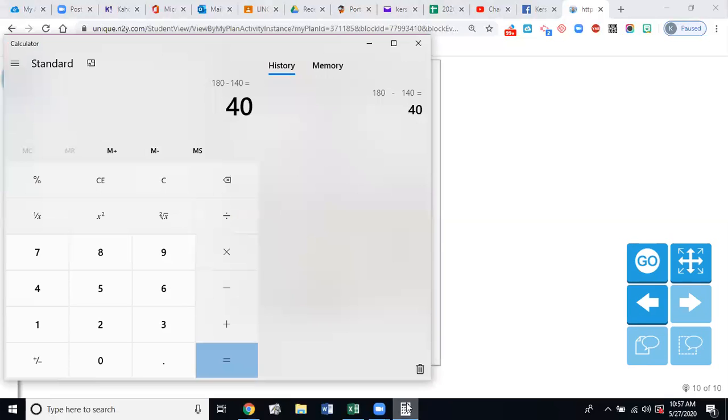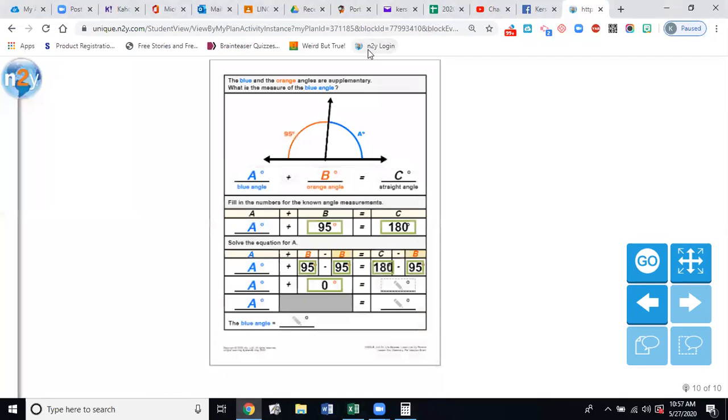Let's go back to our calculator. Push C to start over. So we are going to subtract 180, our total angle, minus B, the orange number, that's 95, equals 85. Okay, so we're going to plug in 85 right here for A. So A equals 85. So the blue angle, A, is 85.